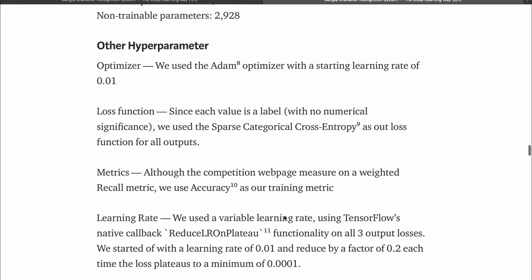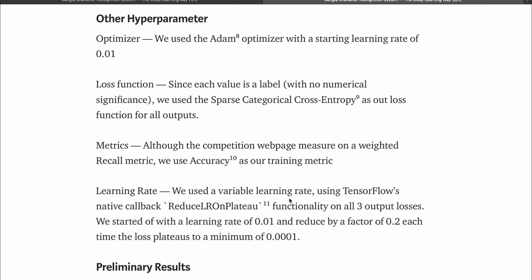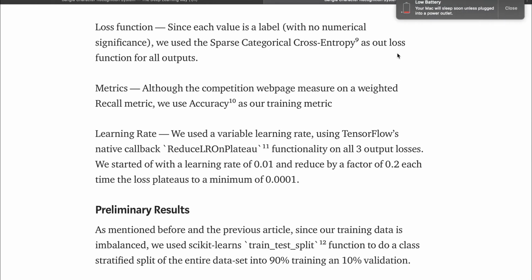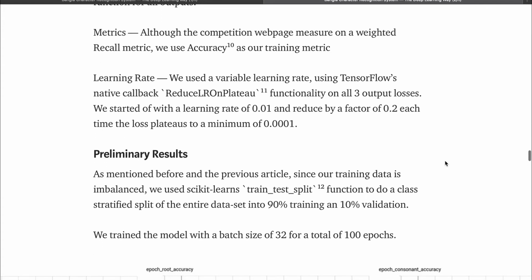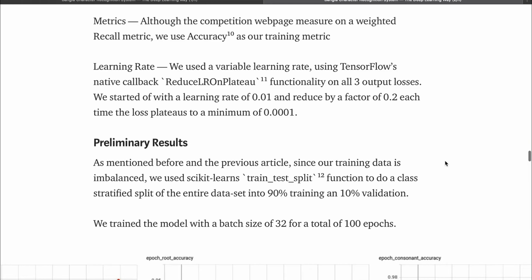About the other hyperparameters, we use the Adam optimizer with a starting learning rate of 0.01. Adam, by the way, is a variant of the well-known gradient descent optimizer. The loss function for this project, since each value is just a label with no numerical significance, is the sparse categorical cross entropy for all the outputs. Although the competition webpage measures a weighted recall metric, for the purpose of training we use the accuracy metric because, first of all, it's easy to design on the network, and secondly, we believe that it is a much stricter metric to train our network on.